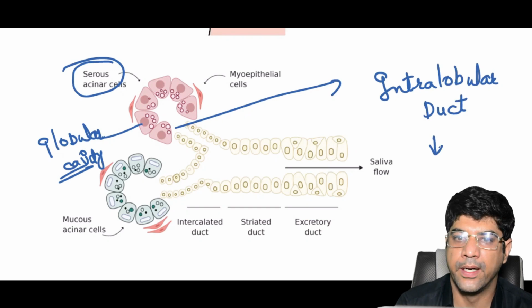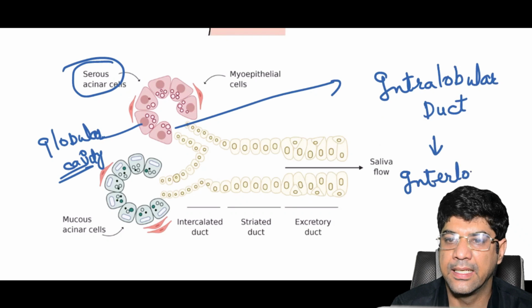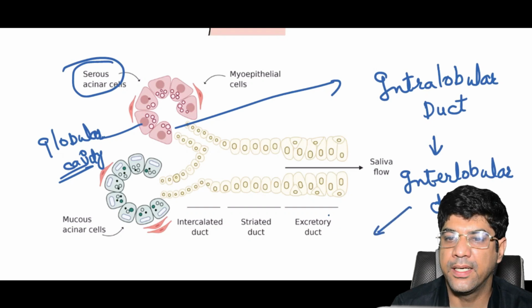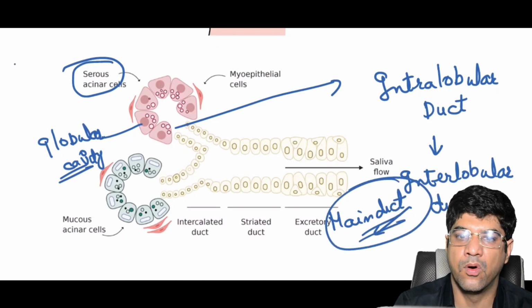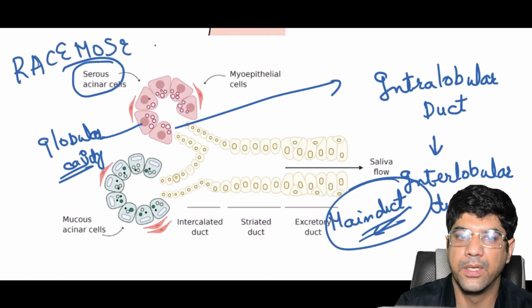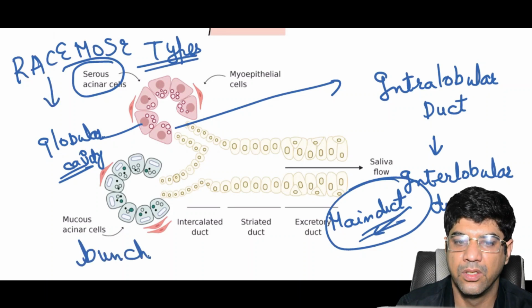These intralobular ducts will join to form interlobular ducts, and these interlobular ducts will form the main duct of the gland. So this structure is called racemose type. What do we mean by that? That means that it resembles a bunch of grapes.